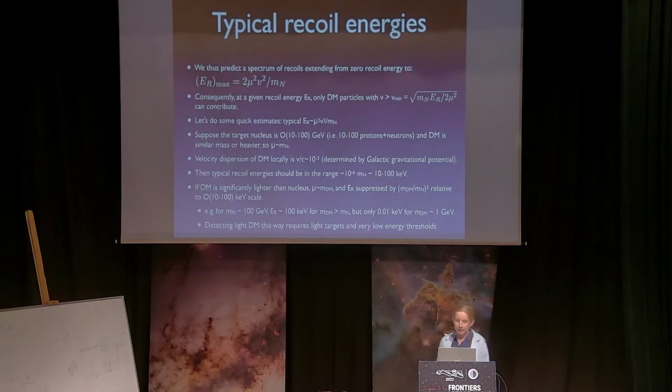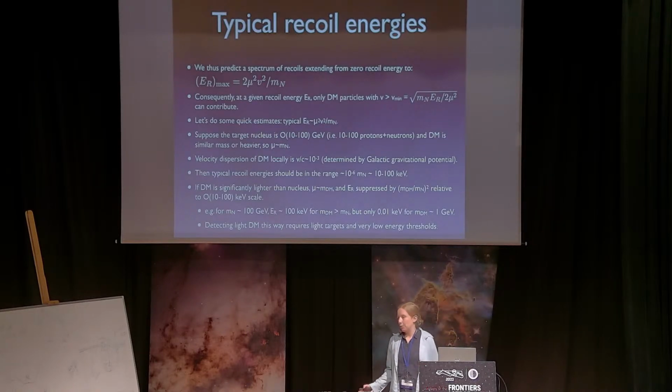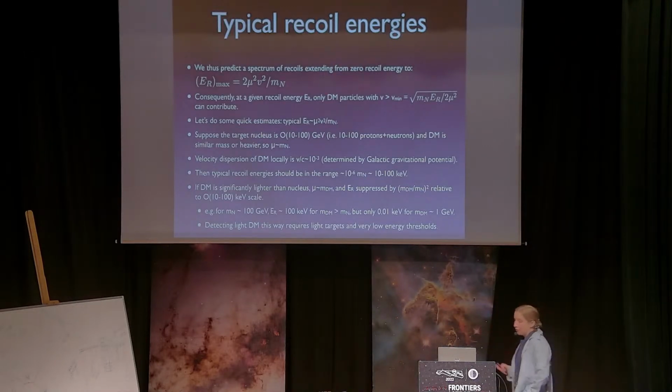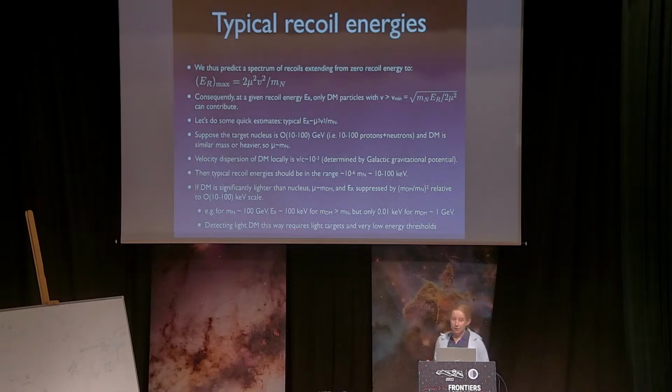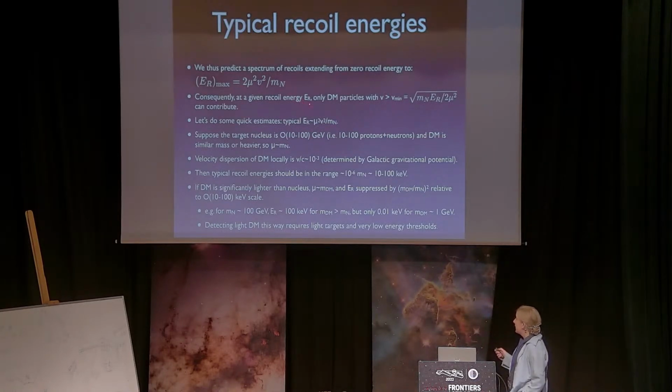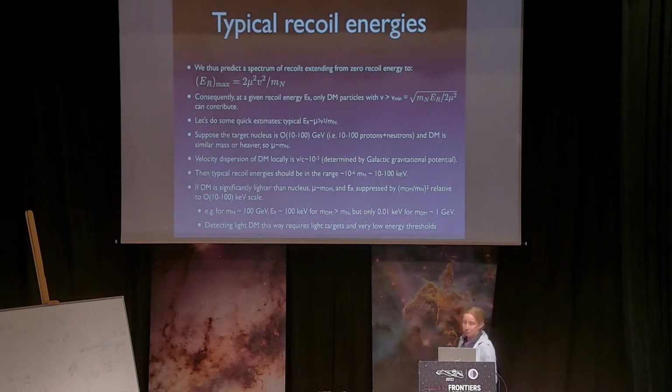And that's basically why these classic direct detection experiments have trouble probing dark matter that is much lighter than atomic nuclei. So what we will predict here is that there will be a spectrum of recoils extending from 0 recoil energy up to some maximum recoil energy, which is just given by taking cos theta to be 1, which is parametrically given by this. Another way to say that is that at a given recoil energy, only dark matter particles with velocity higher than some minimum velocity can possibly contribute.